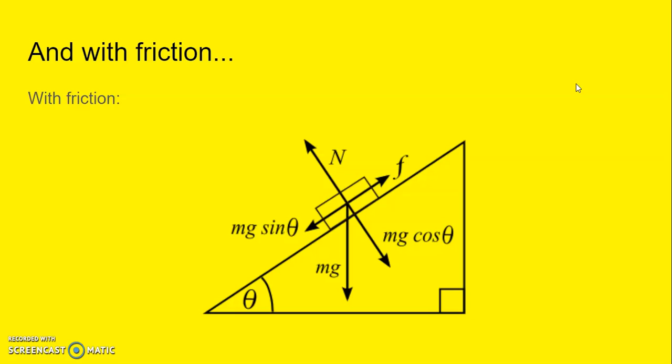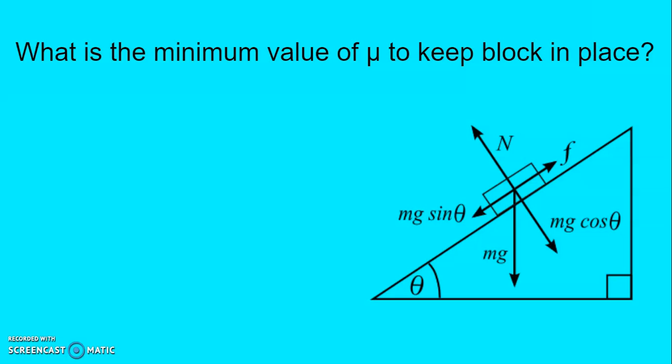So if you happen to have friction, well, friction is going to act opposite the direction of motion. So if the thing is sitting on a plane trying to accelerate downward, friction is going to act up the plane. Obviously, these force problems can get a little bit tricky, especially when you have inclined planes. Let's take a look at this one, for example. What is the minimum value of a coefficient of friction to keep a block in place? This is a classic proof. Let's see how we do this one.